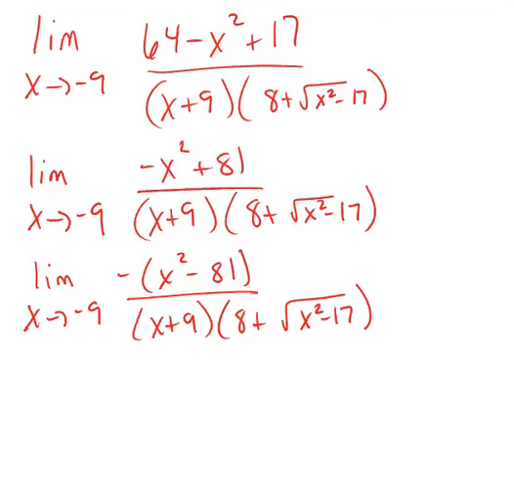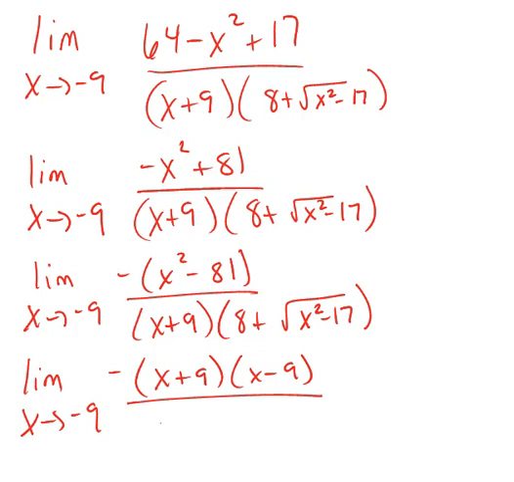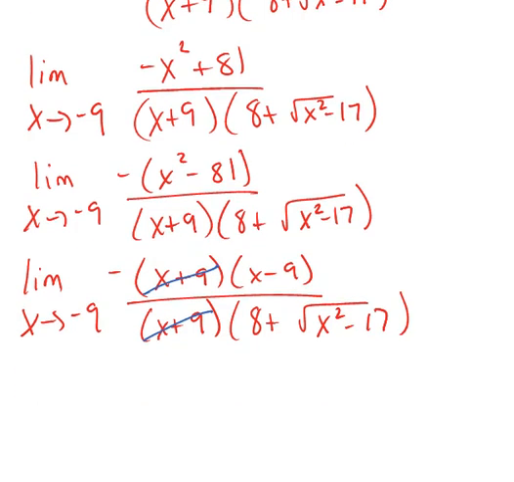And so, this is a long one, isn't it? This is the limit as x goes to negative 9. All right, the negative's here. This is x plus 9 times x minus 9 in your numerator. We have an x plus 9 in the denominator. And then we have an 8 plus the square root of x squared minus 17. Well, the beauty of this, of course, is that the x plus 9s cancel, so you're no longer going to have that problem with the 0 in the denominator.